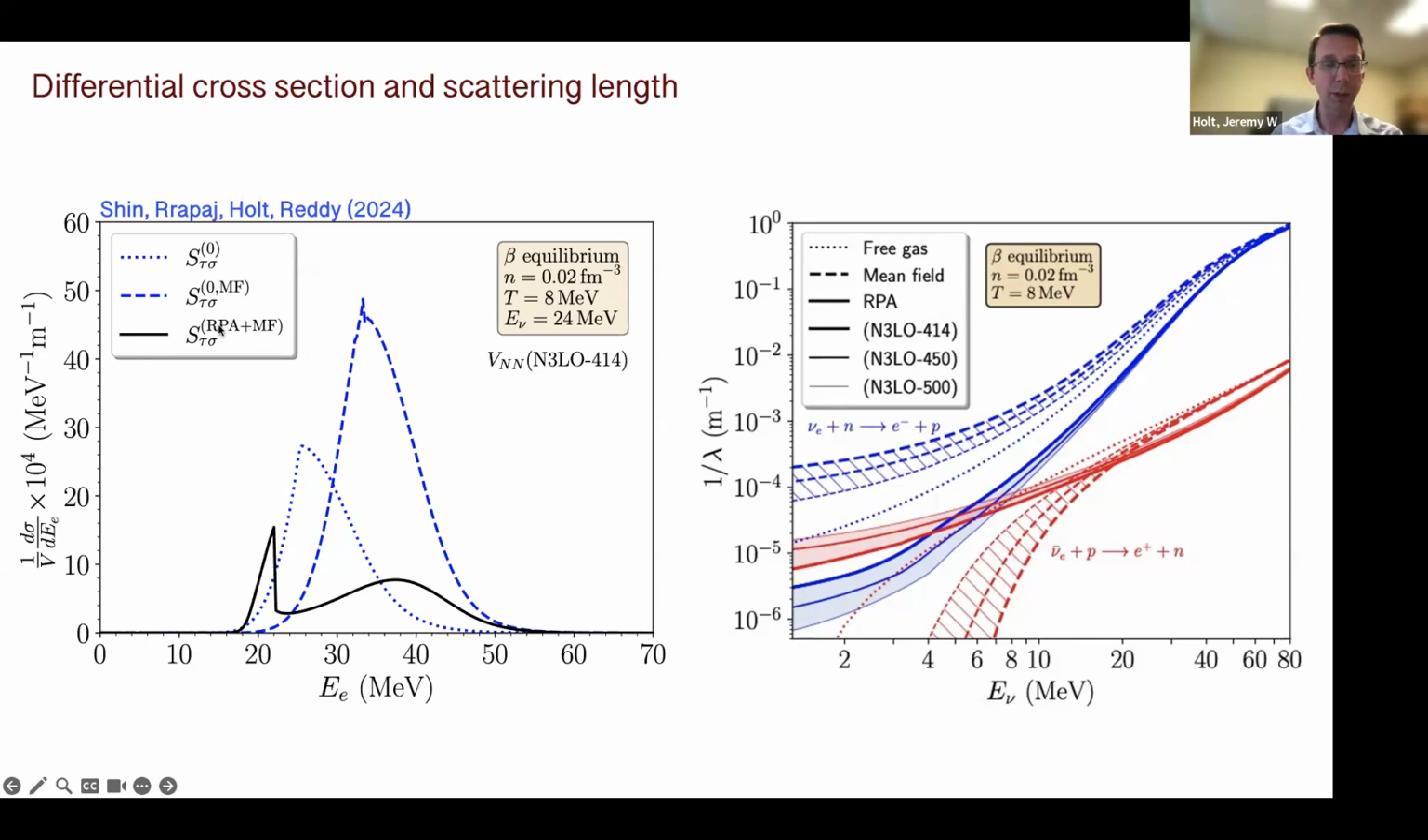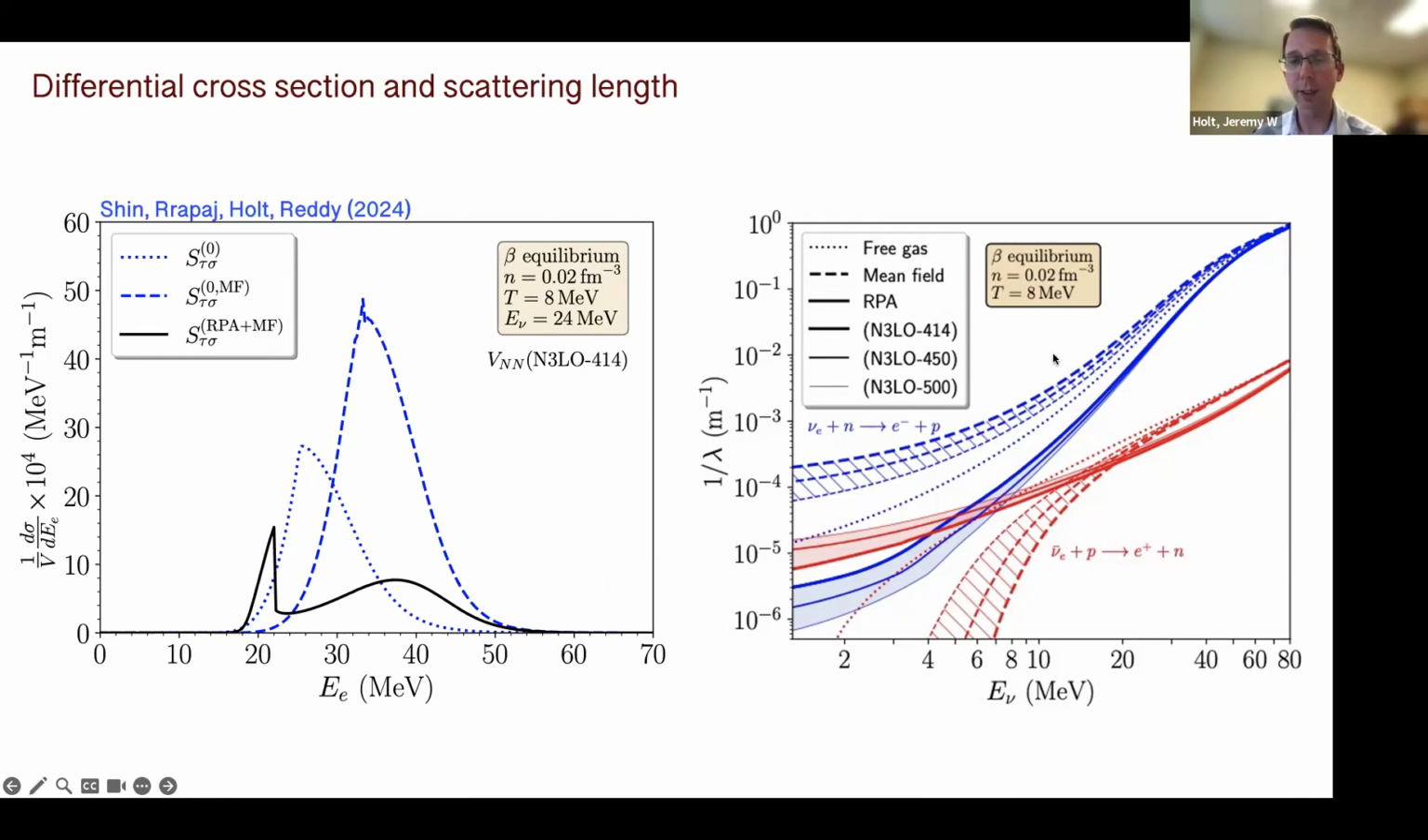But when we include RPA and mean fields consistently, you see there's a dramatic role, right? So the peak in the mean field gets reduced, and then we see this sharp peak, which is indicative of the role of collective modes in the differential cross section.